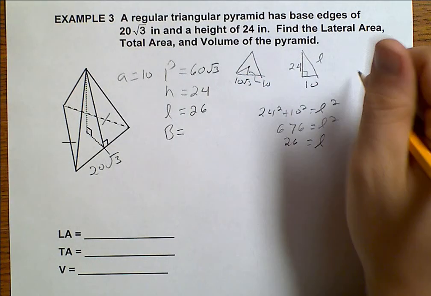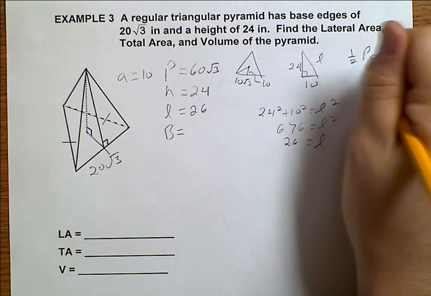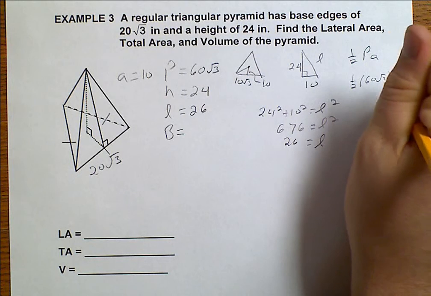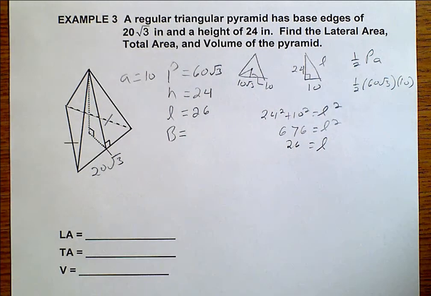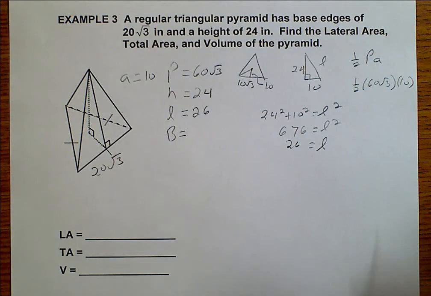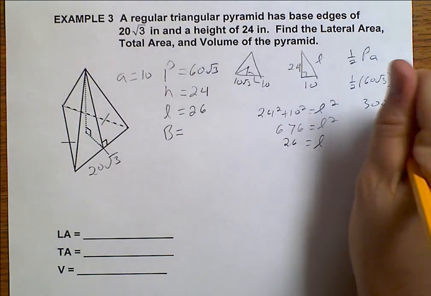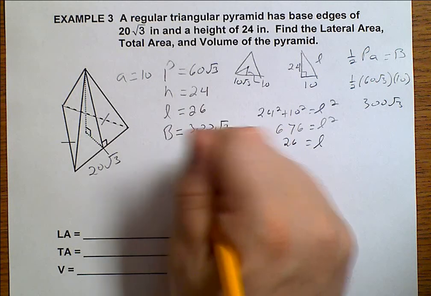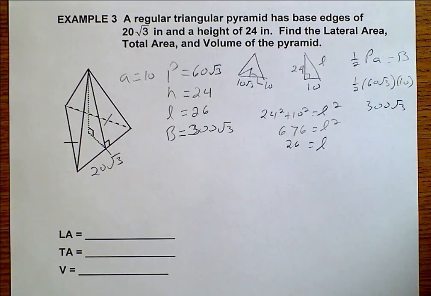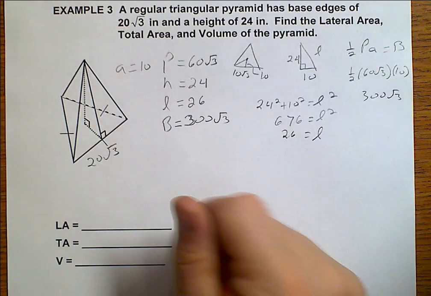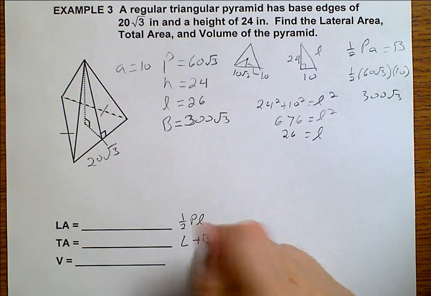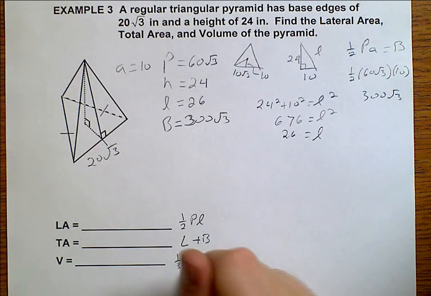Area of my base, 1/2 perimeter times apothem. So that'd be 1/2 times 60 on the square root of 3 times my apothem of 10. That gives me 300 on the square root of 3. And now I have all of my key pieces of information. My lateral area, 1/2 PL. Total area is the lateral plus 1 base. Volume is 1/3 of the base times the height.